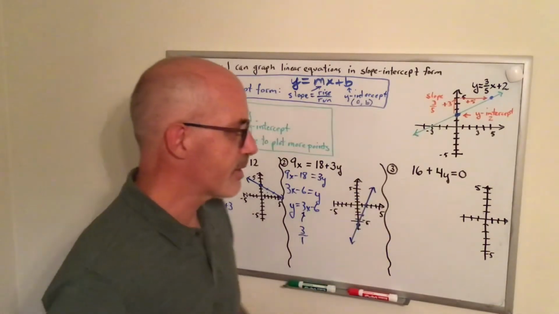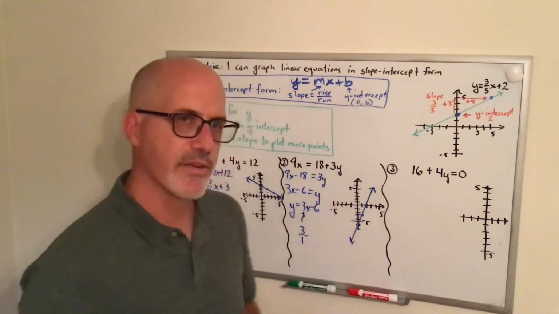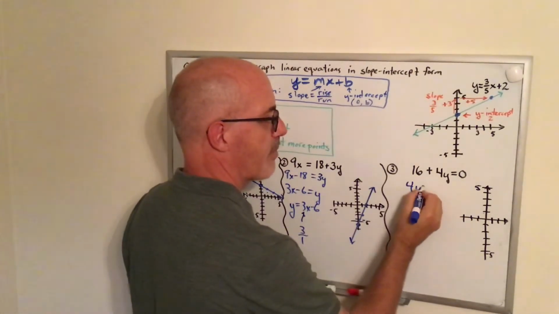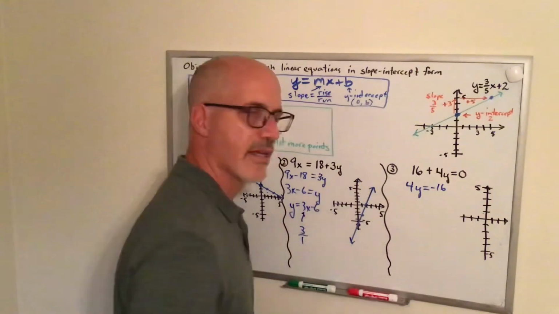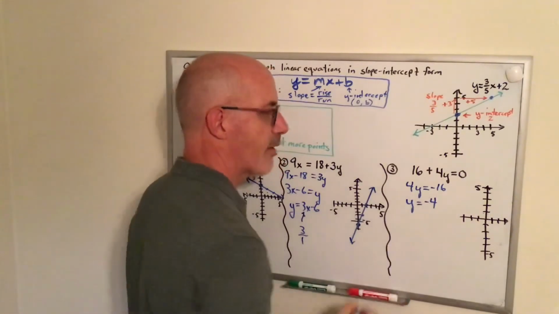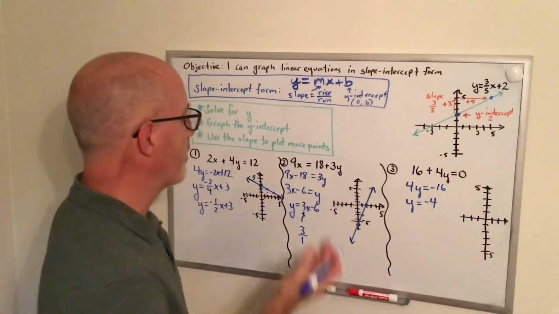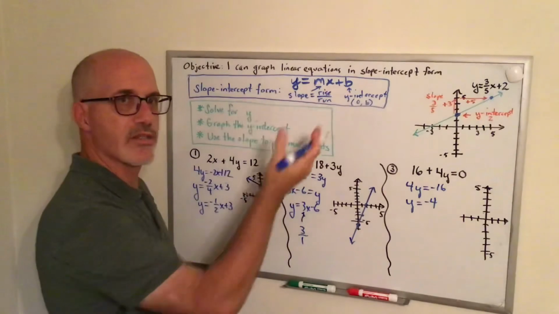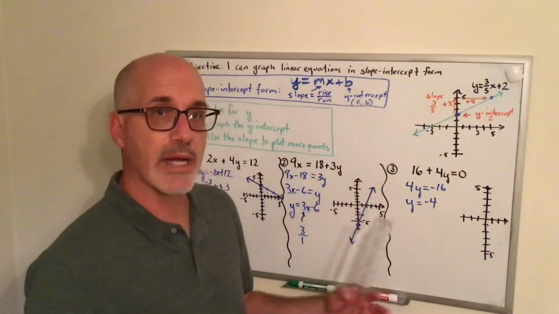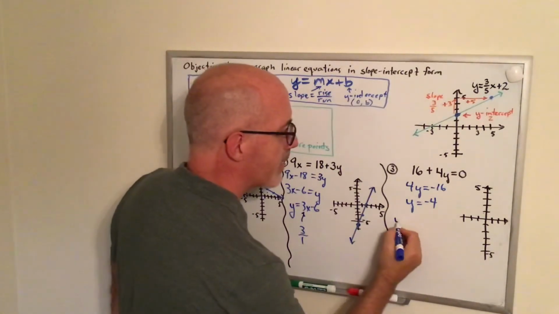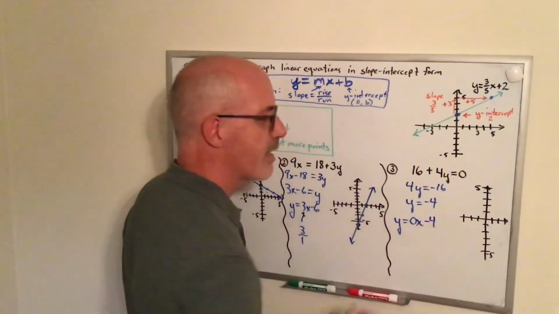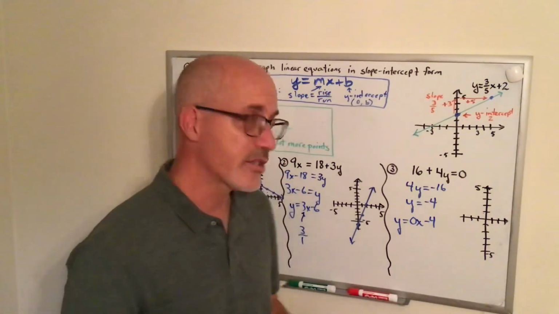Last example here. Let's get the y by itself. This one's a little different, so let's take a look at it. Subtract 16 from both sides to get the y by itself, so you get negative 16. Divide by 4, you get y equal to negative 4. Now there's no x term. So how do we write it out in slope-intercept form? Well, since there's no x term, that's 0 x's. So we could rewrite this as y equals 0x minus 4 if we want to list it in slope-intercept form.